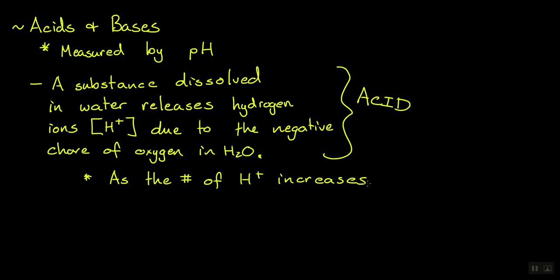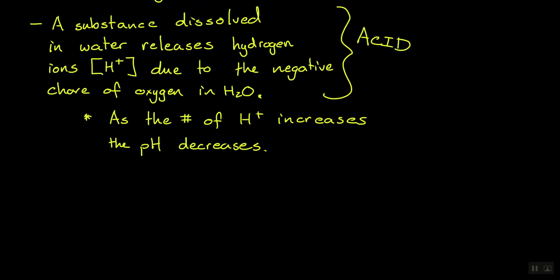For this, as the number of those ions that get pulled off increase, the pH decreases. Okay, so more hydrogen ions present, lower pH. That's all that this statement means. Now, we'll look at the numbers here in a second, but there's a flip side.